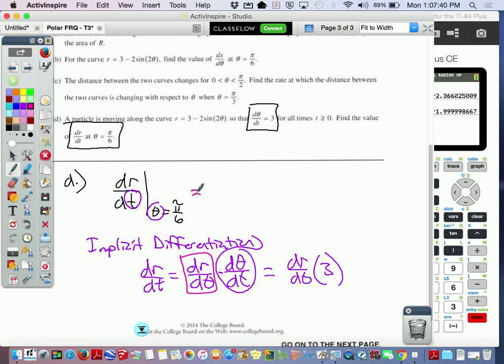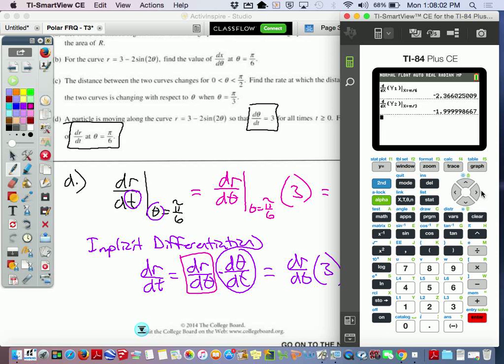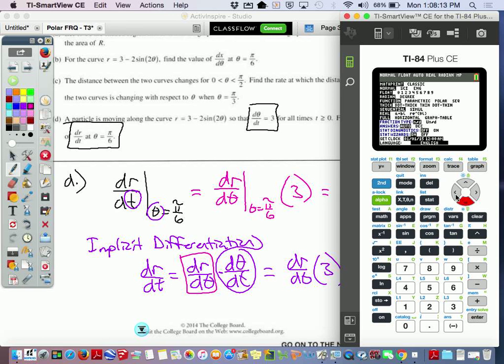Okay, so we know that dr dt at theta equals pi over 6 will be equal to dr d theta at theta equals pi over 6 times 3. So let's see what dr d theta is at pi over 6. So we know that our r equation is, and I can actually do this in function mode, or I can go back to polar mode. We'll just stay here.